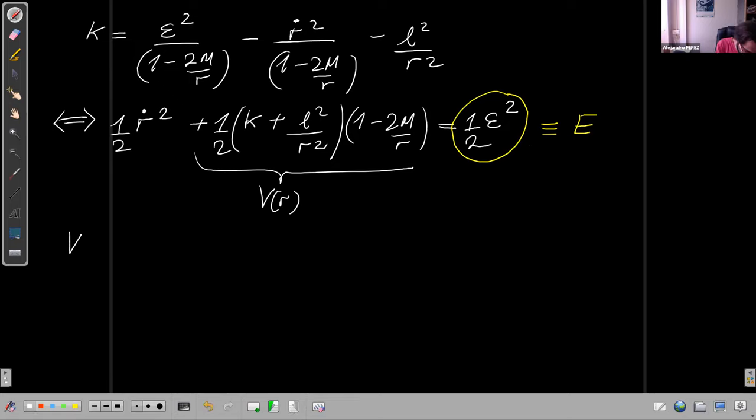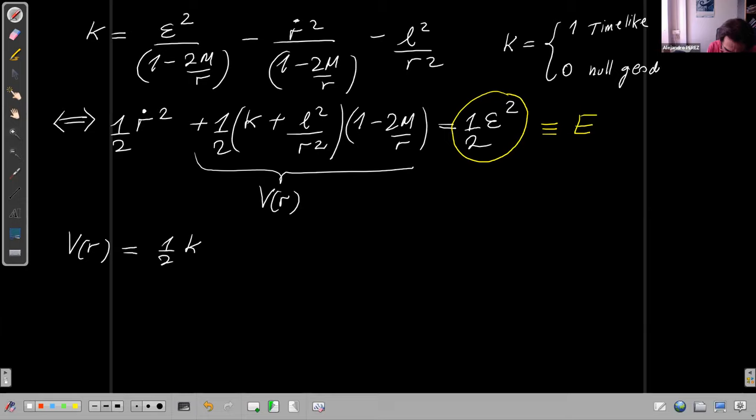So let's look at what this V of r looks like. So V of r, I can just expand what we have there. And what we find is that there is a constant, 1/2 of kappa. By the way, kappa is the norm of the geodesic vector. So kappa is minus the norm. So it will be equal to 1 for time-like geodesics, and it will be 0 for null geodesics. So we get 1/2 of kappa minus kappa times the mass over r. I'm just expanding this. Then we get a term that is L squared over 2r squared.